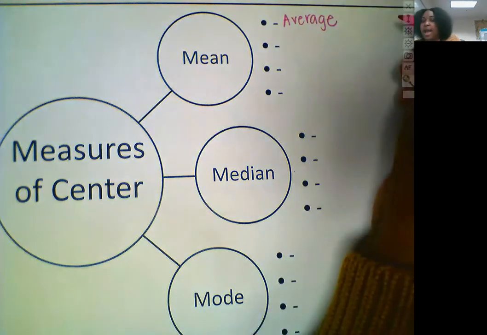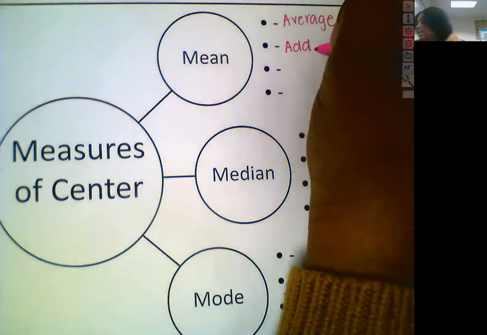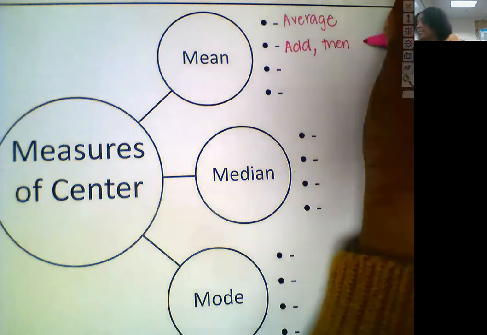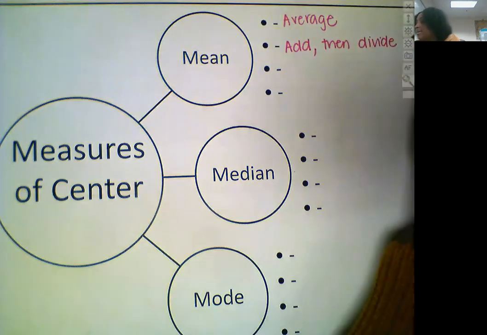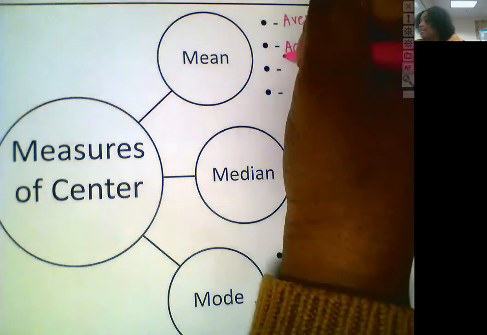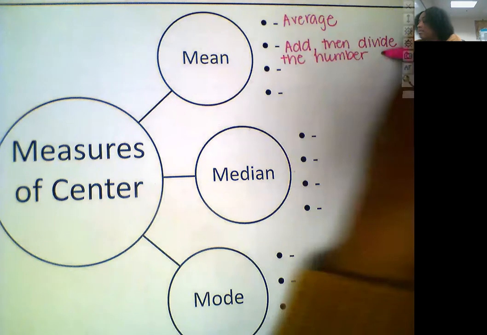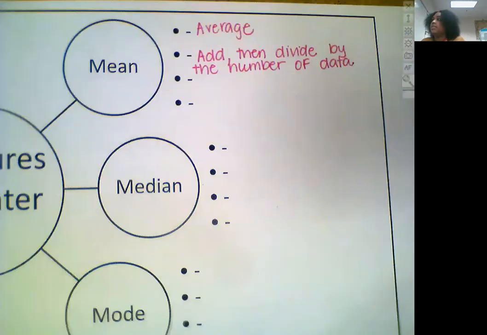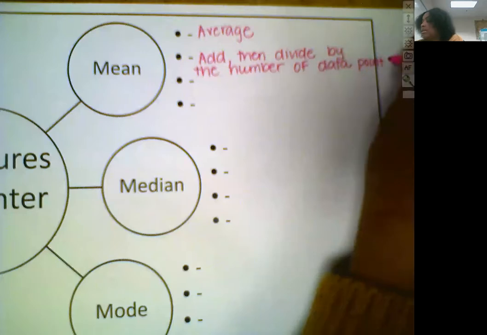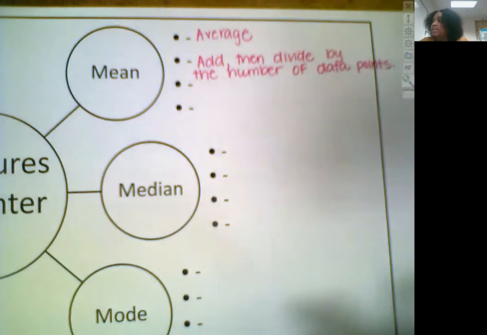In order to find the average, you're going to add all your numbers. Then you're going to divide by the number of data points. Let me slide this over and divide by the number of data points. All right. So an example I'm going to give you guys is, let's see if I can focus that.